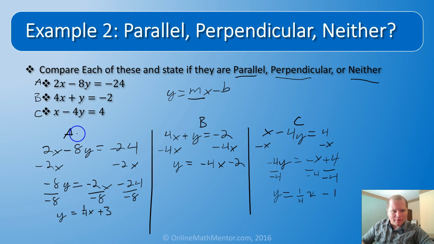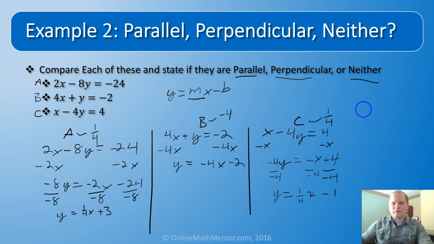Okay, so for A, we got a slope of 1/4. For B, we got a slope of -4. And for C, we got a slope of 1/4. If you recall from earlier, if you multiply the slopes together and they result in -1, that means they're perpendicular. And if they're equal to each other, that means they're parallel.